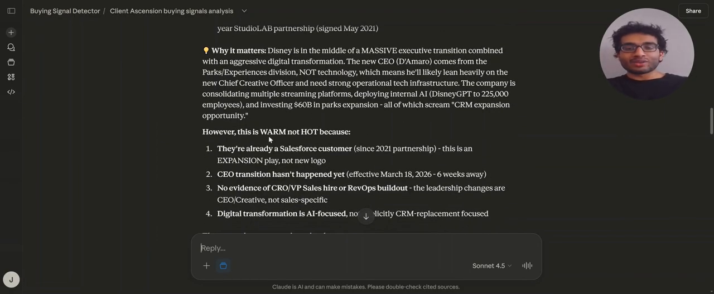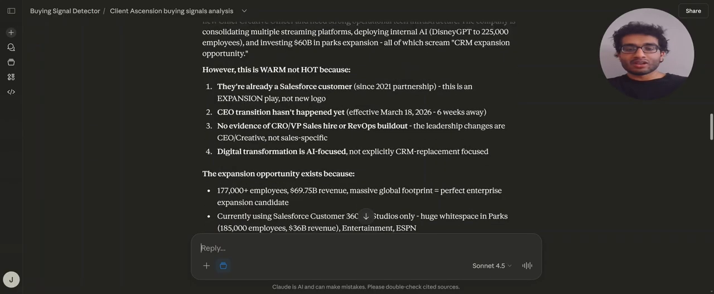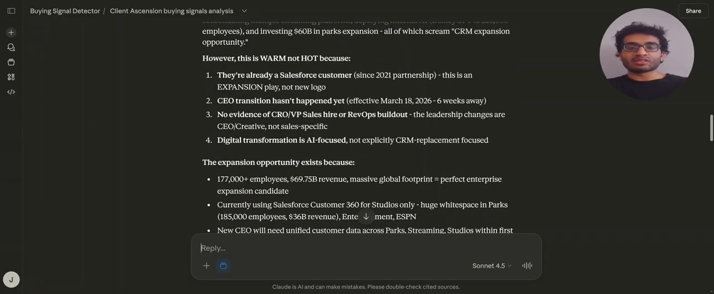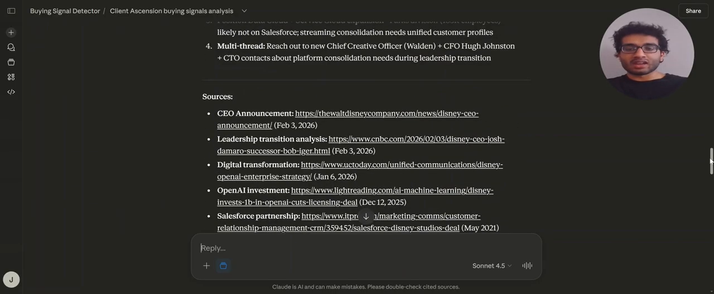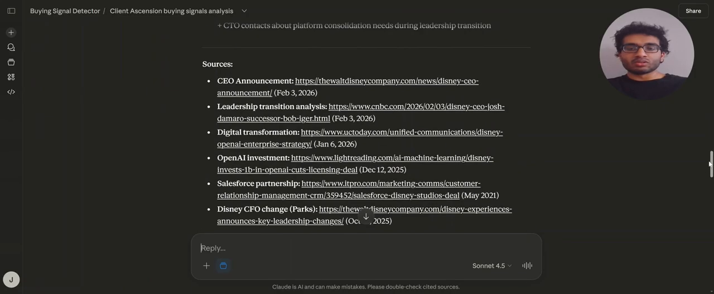But why are they warm and not hot, right? They're already a Salesforce customer. The CEO transition has not happened yet. They don't have evidence of a CRO or VP sales build out. Digital transformation is AI focused, not CRM focused. It's honest with you. It's not just being sycophantic. It'll tell you clearly, yay or nay. And it gives you the sources so you can go validate yourself if you want to cross-check the AI.